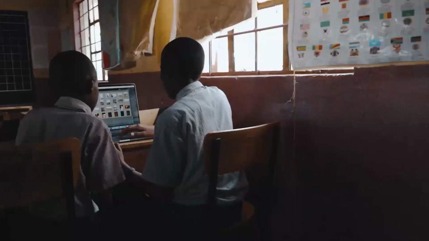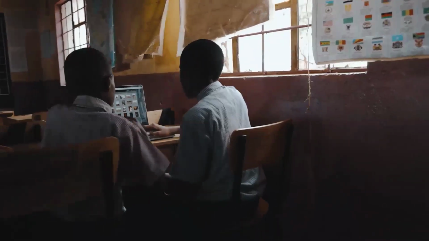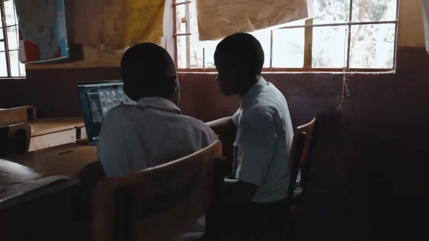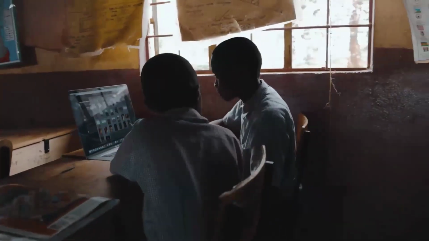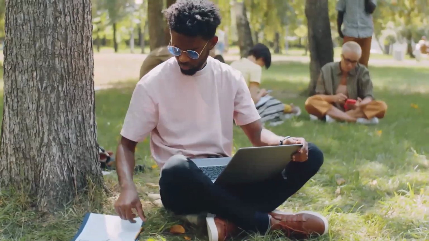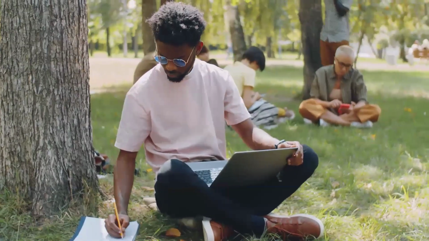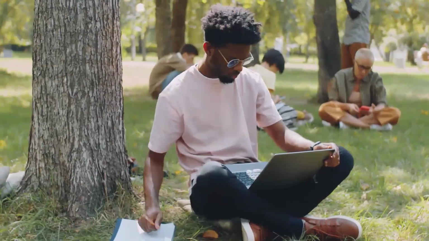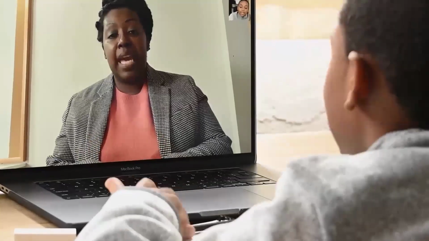Students will have uninterrupted access to digital textbooks and teachers, while educators will be equipped with the tools needed for effective remote teaching. This initiative not only addresses immediate educational challenges, but also lays the foundation for a more robust and adaptable education system in Kenya, capable of withstanding future disruptions and fostering long-term academic success.